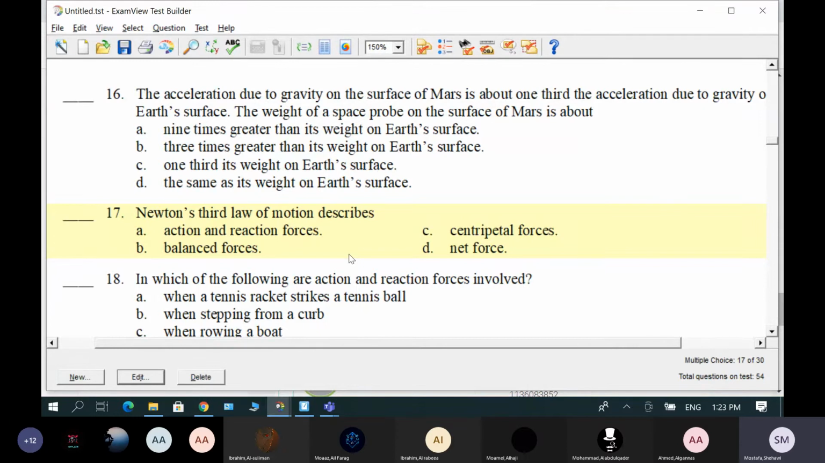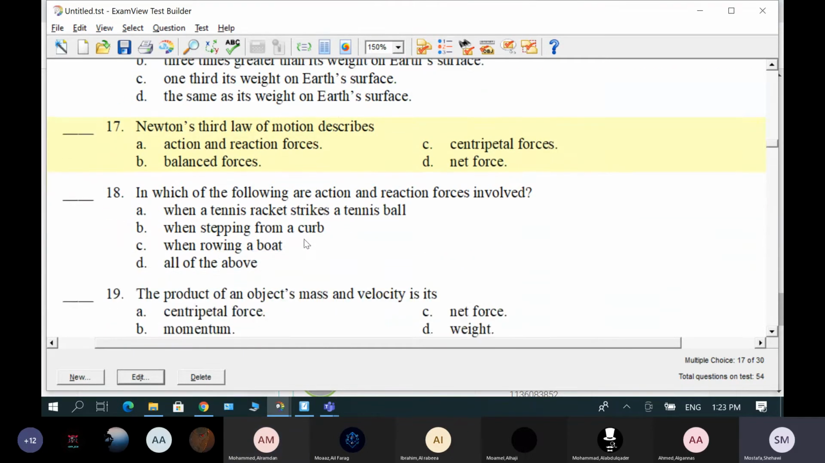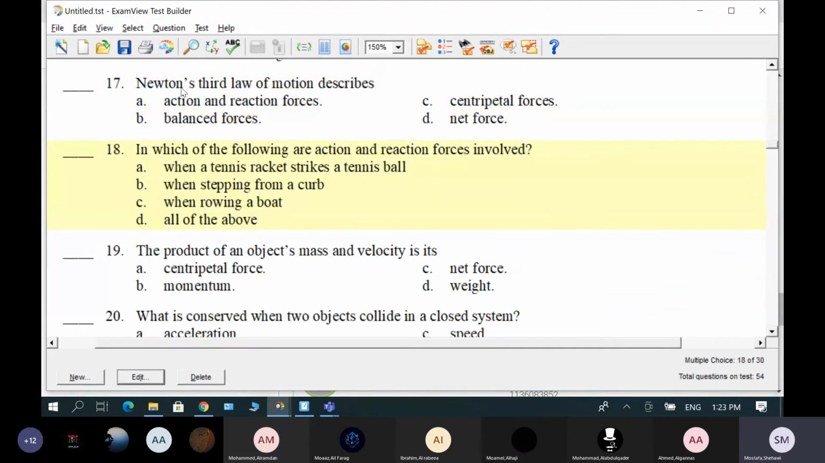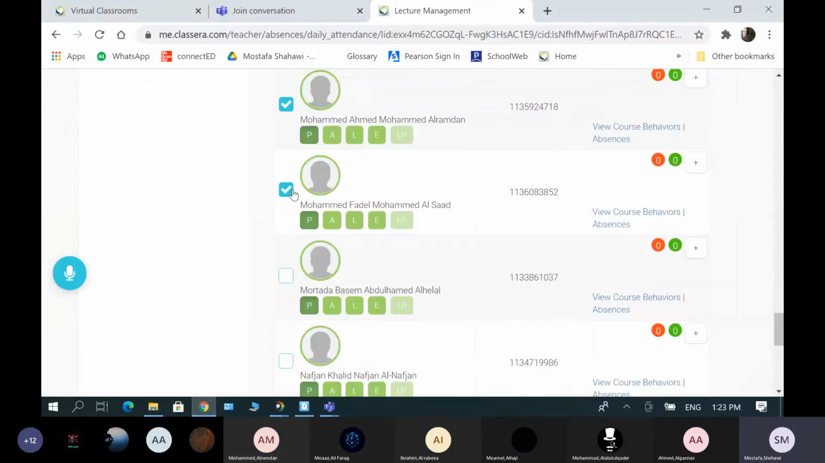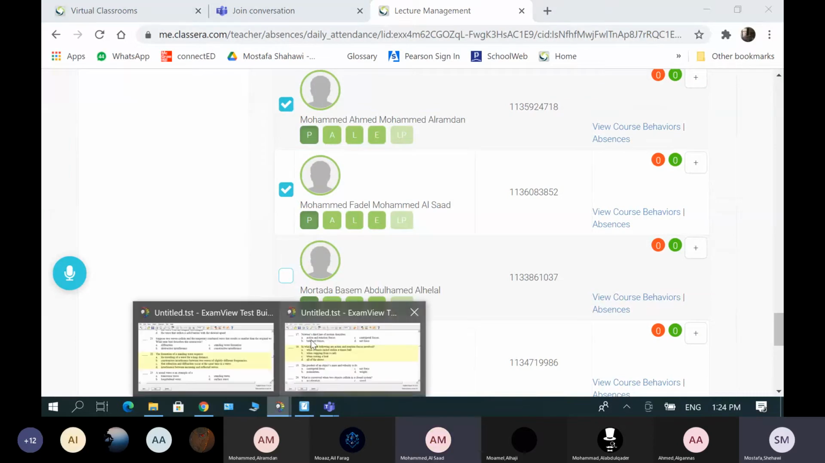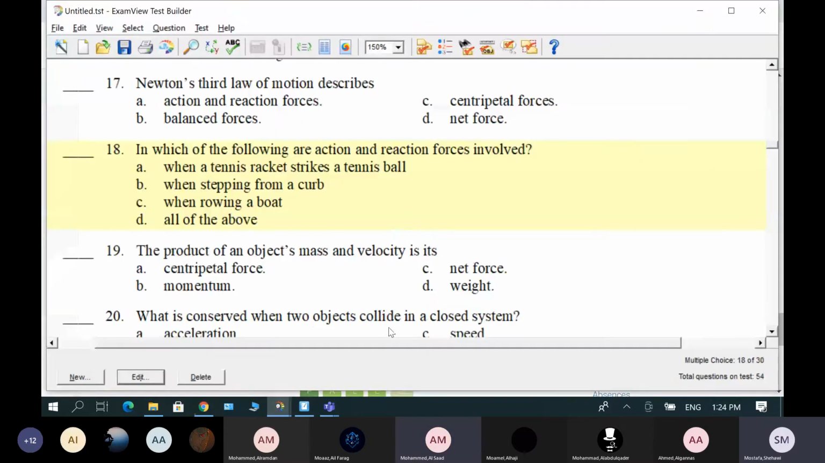Newton's third law of motion describes action and reaction forces. Yes, Newton's third law of motion describes action and reaction forces. Thank you. So the answer is A. 18. Muhammad Saad. Yes, here, Mister. Okay, Muhammad, question 18.